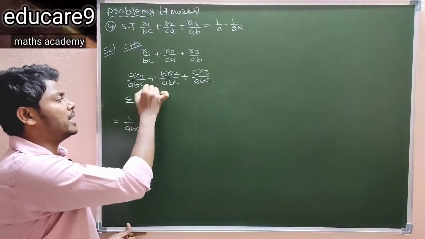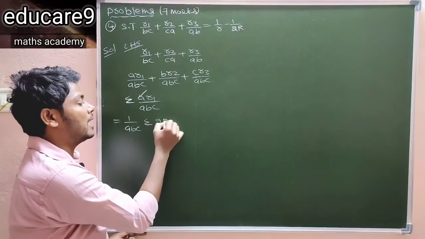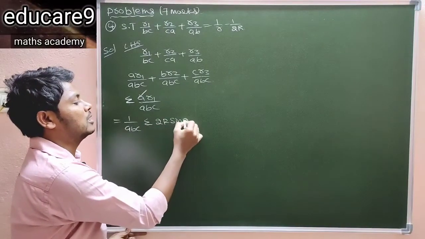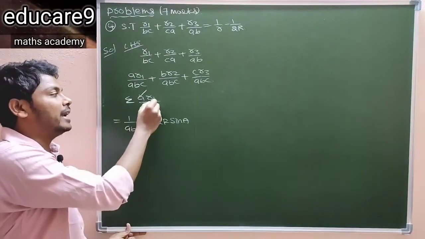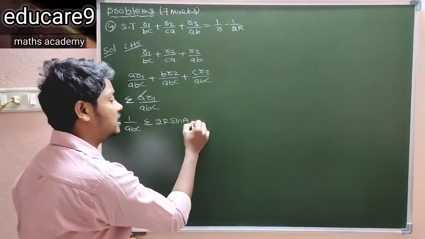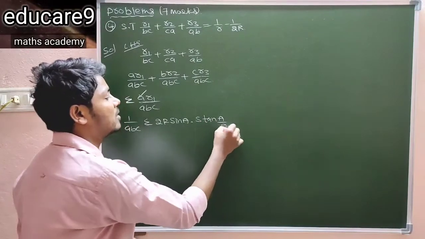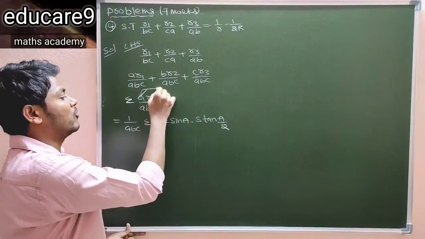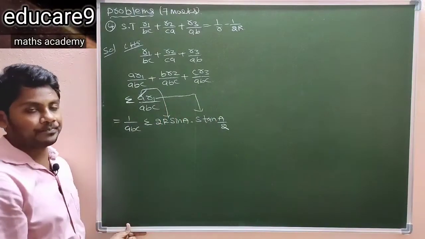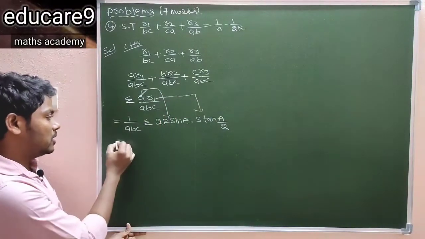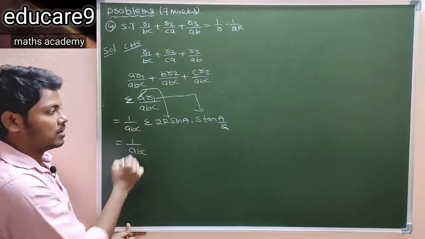So how to write the formula for a? That is 2R sin A. Small a formula is 2R sin A from this angle. And the R1 formula, that is S tan A by 2. So these two are formulas only. Now this can be written as 1 by ABC.